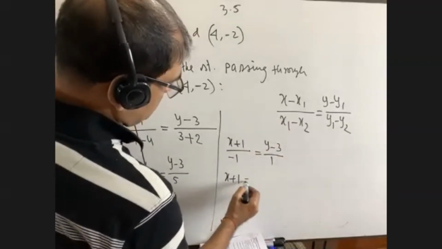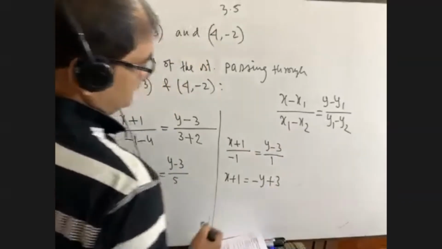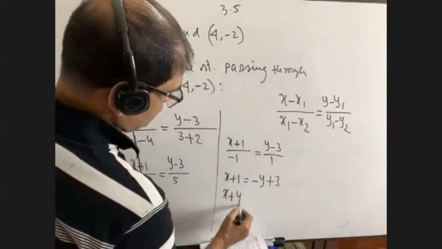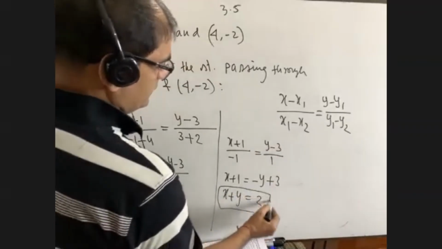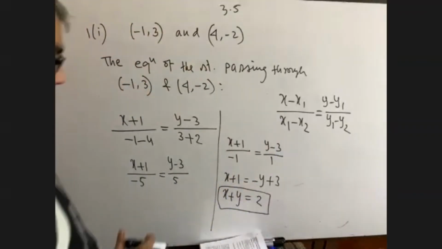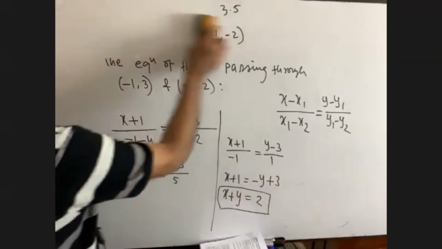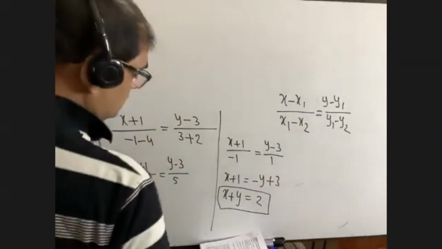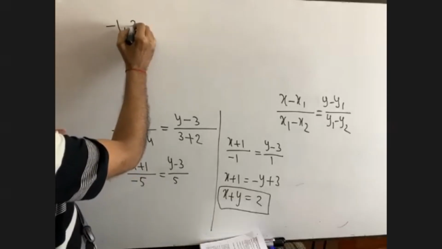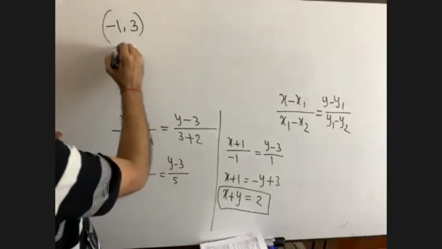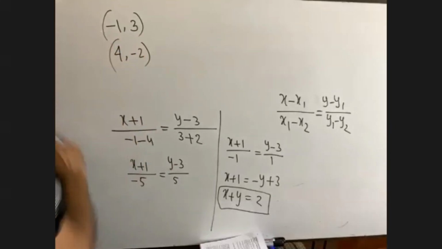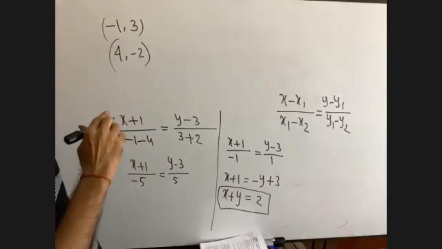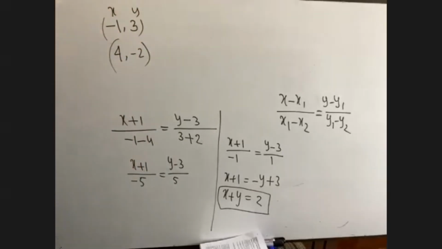Okay. Now going to exercise 3.5. Question number 1. Two points are given: -1, 3 and 4, -2. We have to find the equation of the straight line passing through these two points. So we can write down the equation of the straight line passing through -1, 3 and 4, -2.